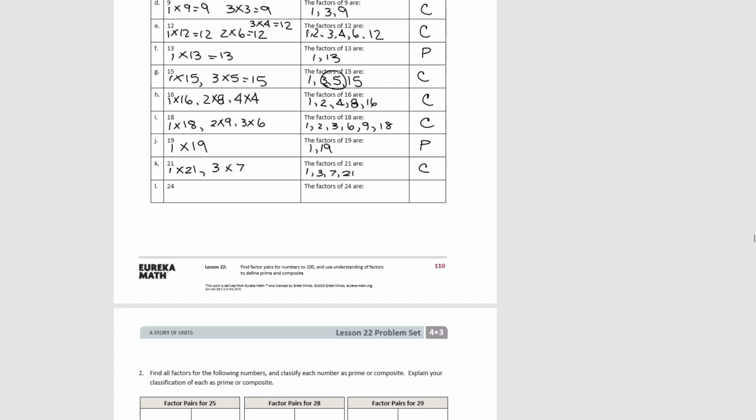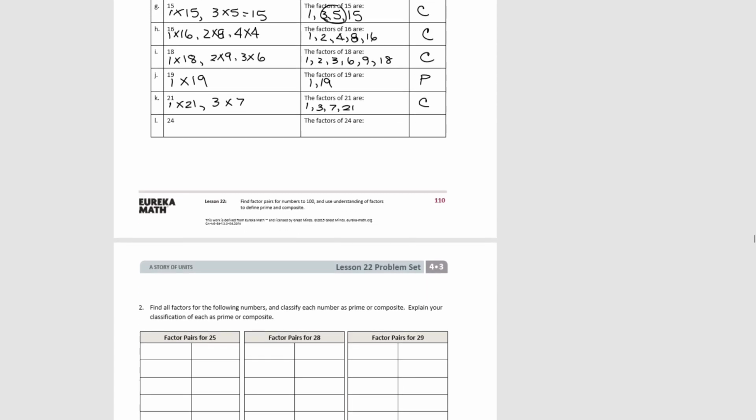And try the number 24. For 24, we can do 1 times 24. We can do 2 times 12. We can do 3 times 8. We can do 4 times 6. Nothing times 5. We've used 6.